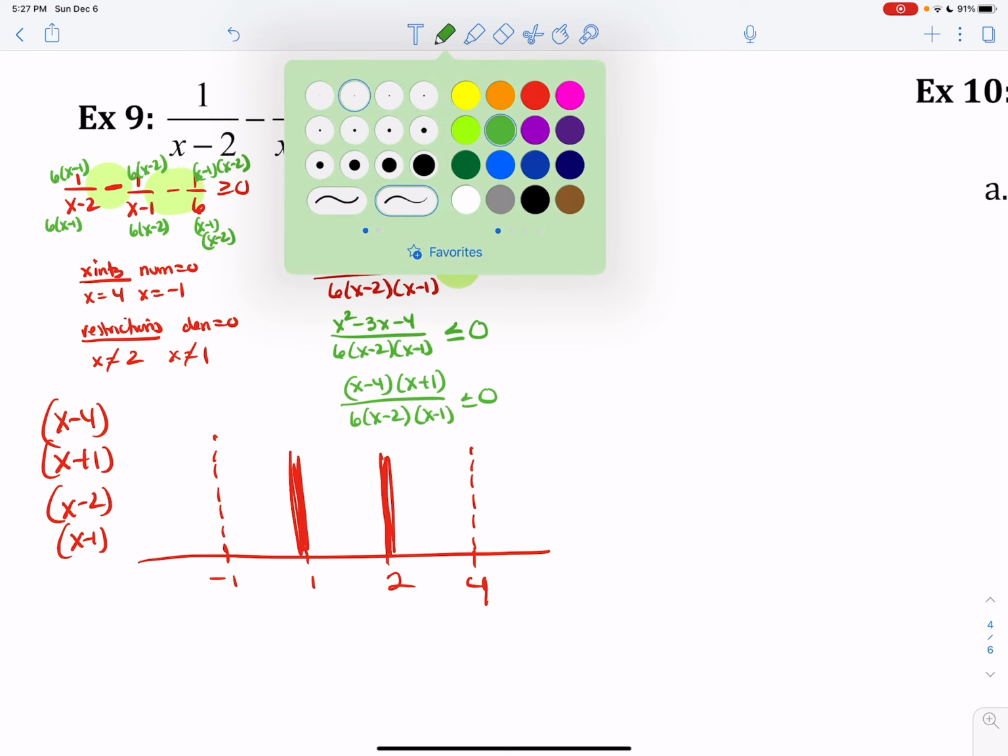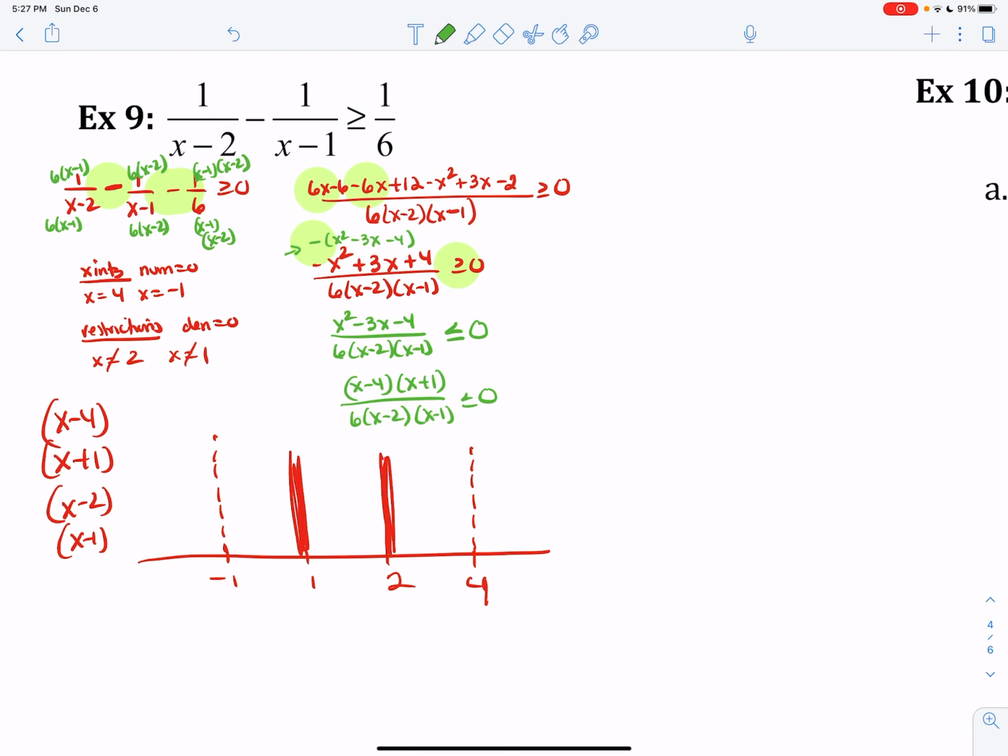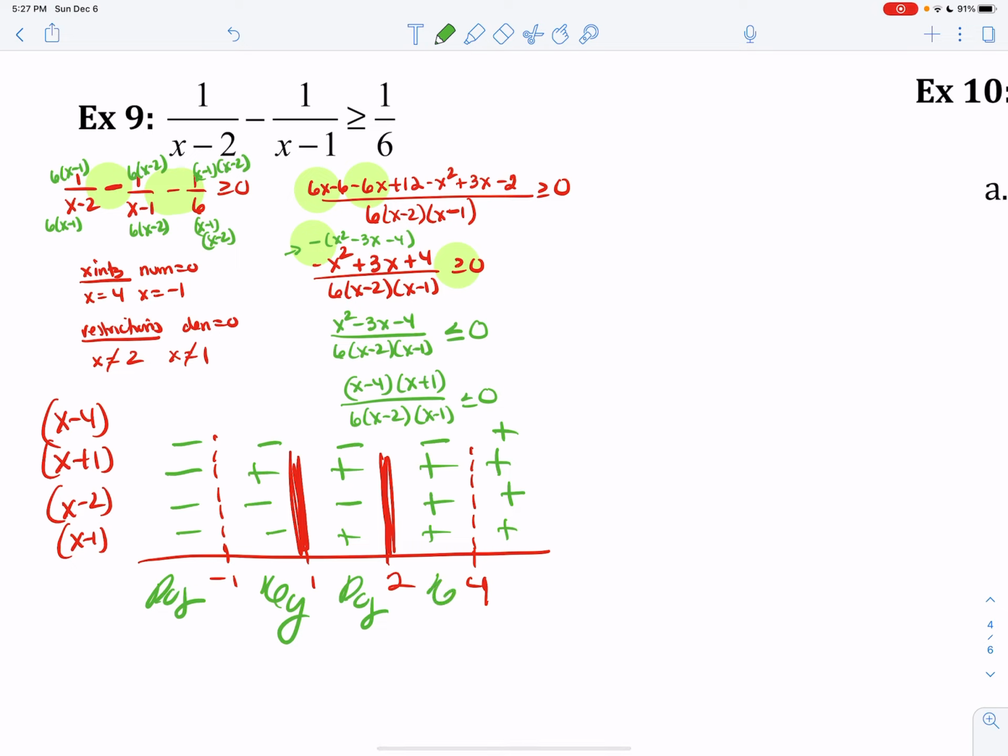So we want to figure out when those various factors are going to be positive or negative. X minus 1 is going to be positive to the right of 1, negative to the left of 1. X minus 2 is positive to the right of 2, negative to the left of 2. X plus 1 is positive to the right of a negative 1, negative to the left of the negative 1. And x minus 4 is positive to the right of 4, negative to the left of 4. We're multiplying and dividing all of those factors. So 4 negatives is going to give us a positive number. Here we would get a negative quotient. Here we would get a positive quotient, a negative quotient, and a positive quotient.